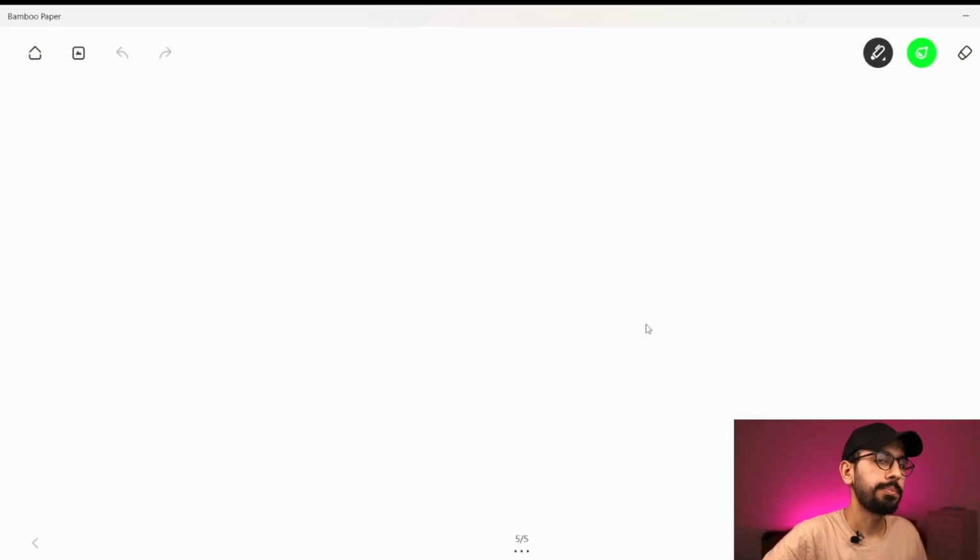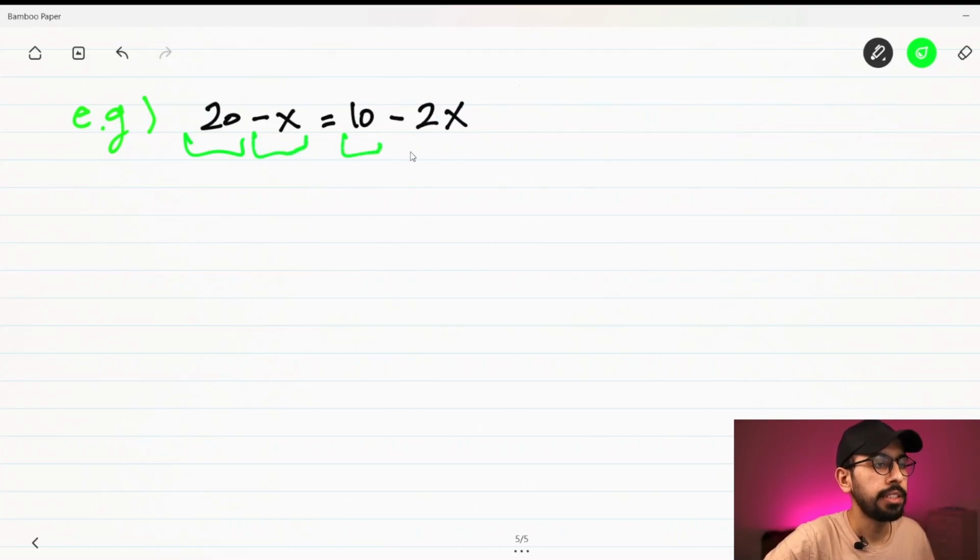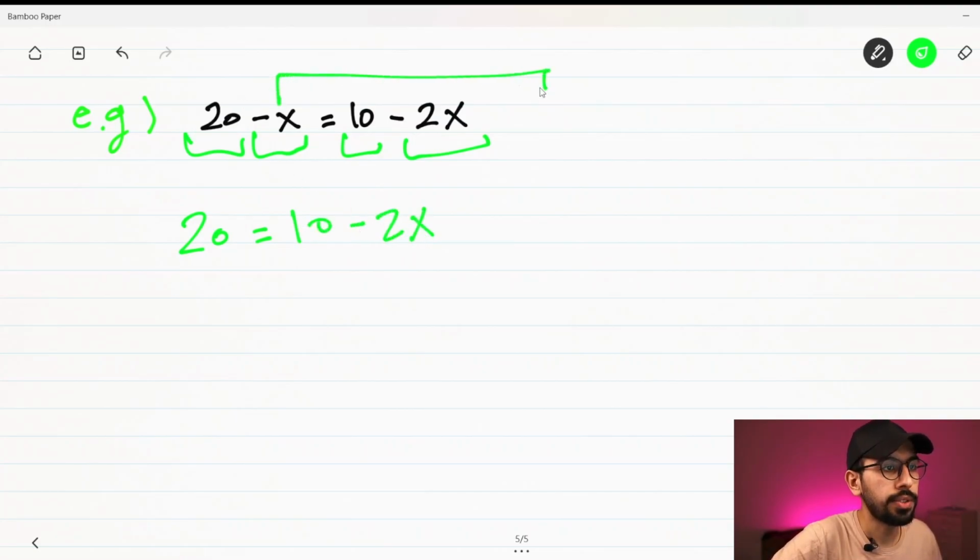Another example for you. In this example, we have 4 terms. We have 20 minus x equals 10 minus 2x. The obvious thing that we need to do now is to move this x to the other side. The result will be 20 equals 10 minus 2x, and this x is negative, so when it is moved to the other side, it will be positive, so positive x on this side.